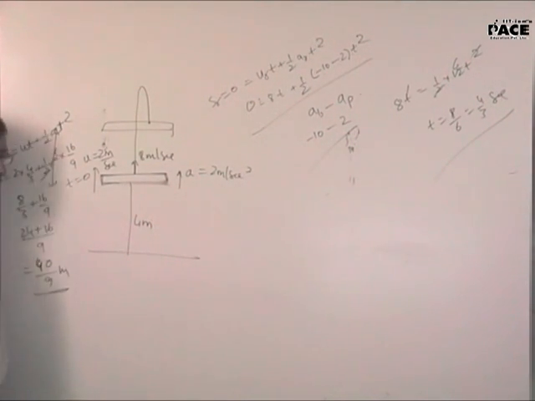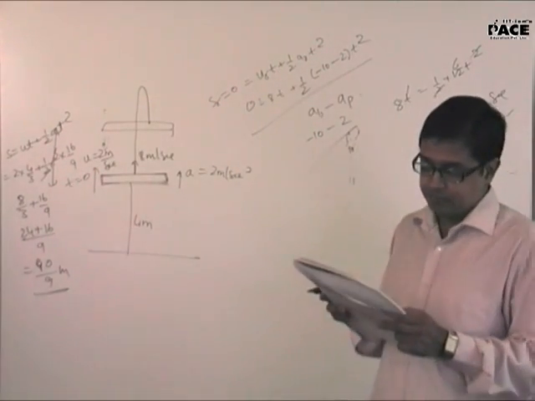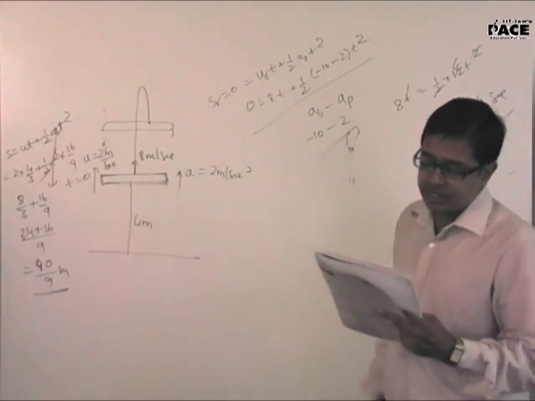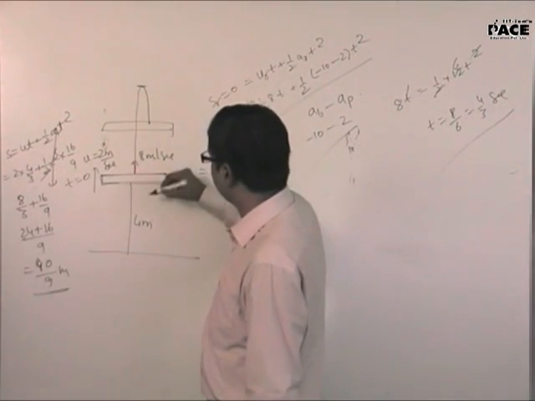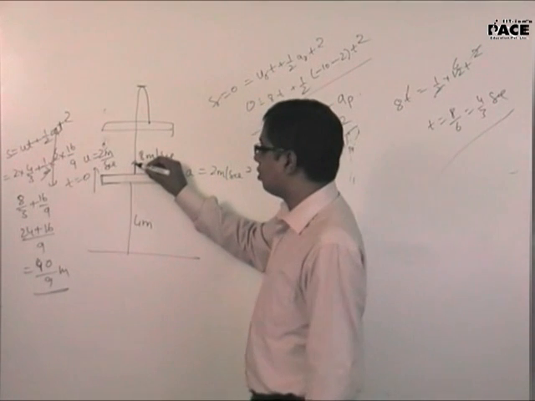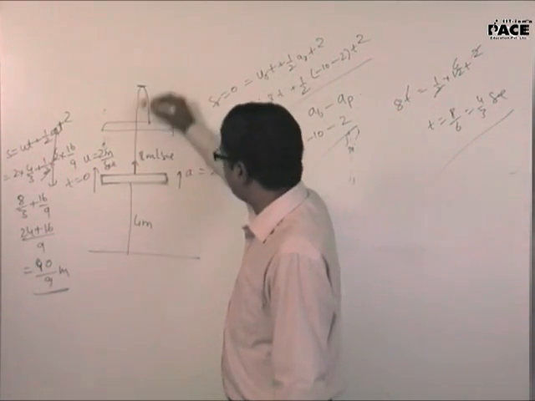40 by 9 meters will be the distance of the platform from the initial position when it falls on it. Next, the maximum height attained by the ball from the ground. From here I should be able to calculate this. I projected this with a velocity of 8 meters per second. When will the velocity become 0? That will be the maximum height.